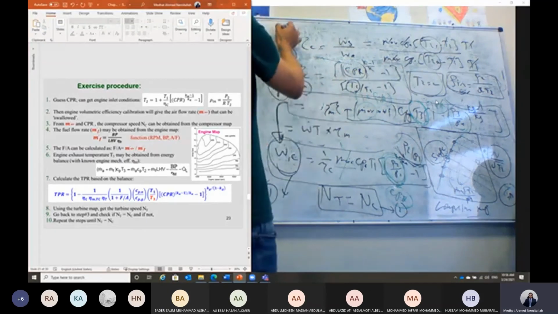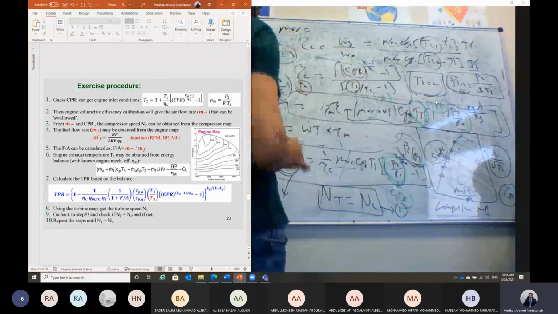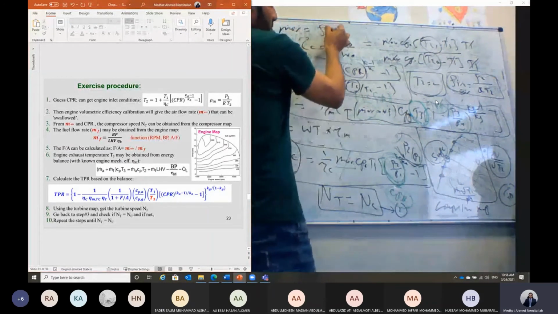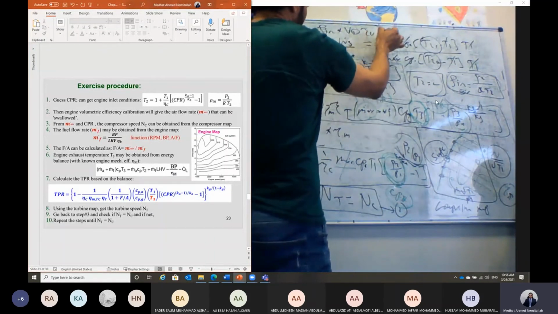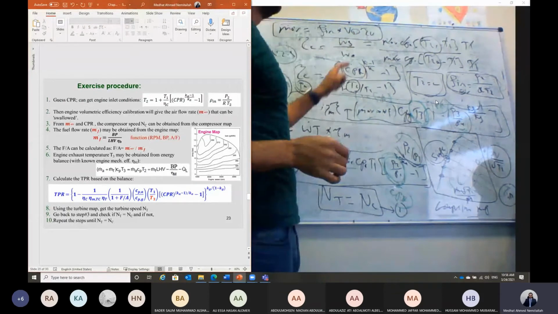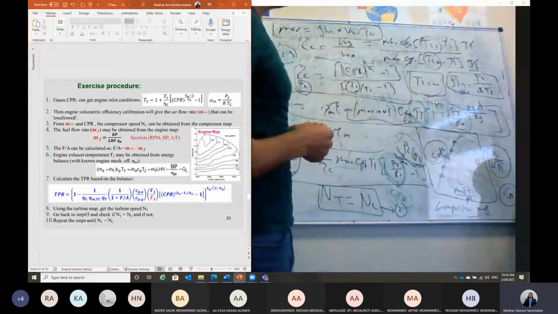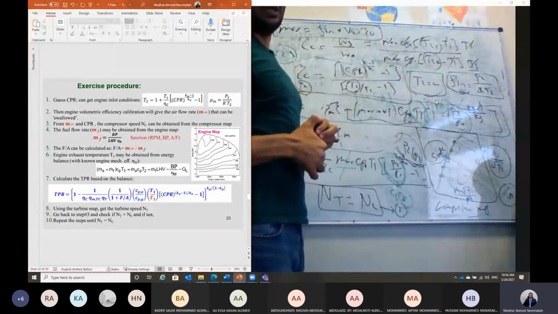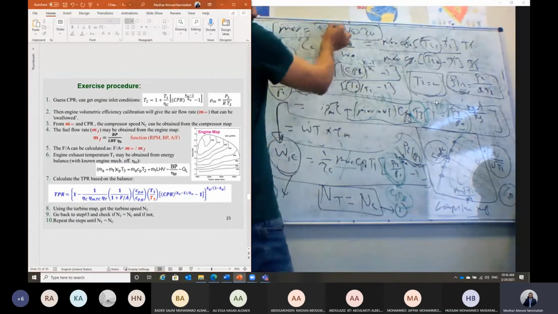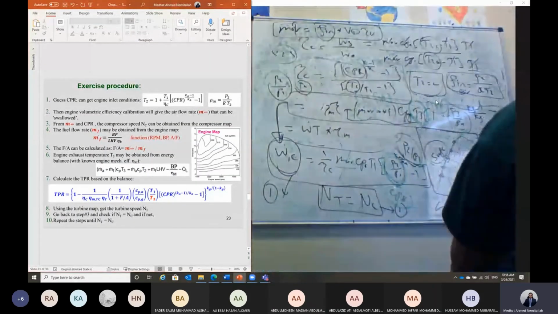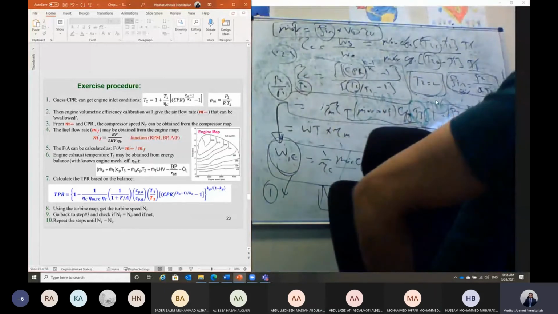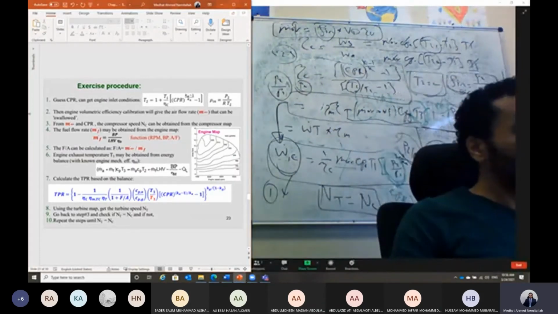Then we can say mass flow rate of air, Shabab, will equal to what? The density of air multiplied by the displacement volume multiplied by the volumetric efficiency. Volumetric efficiency is the ratio between actual mass flow rate of air and the theoretical mass flow rate of air. So if we know the density, then we are able to calculate the mass flow rate of air. So I've calculated the mass flow rate of air.